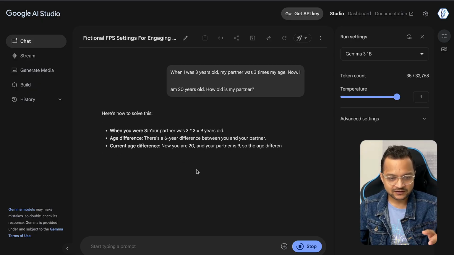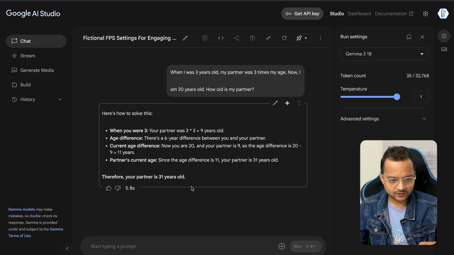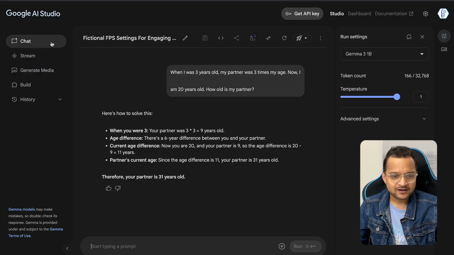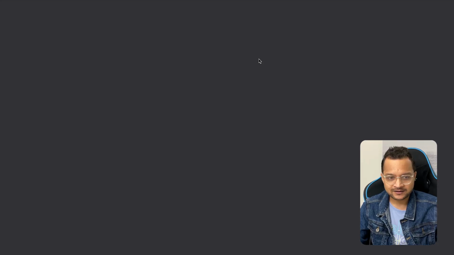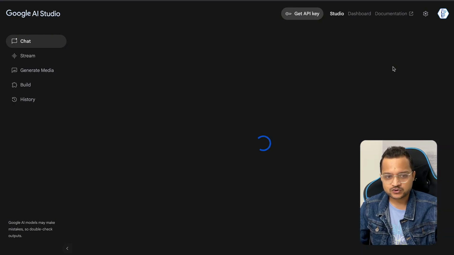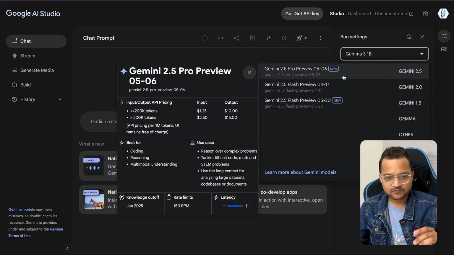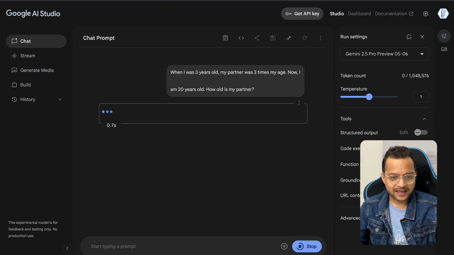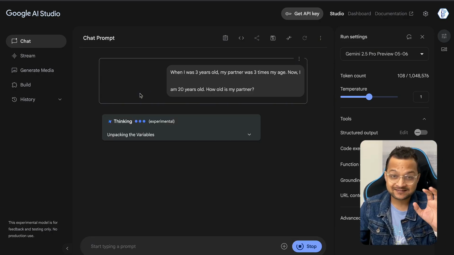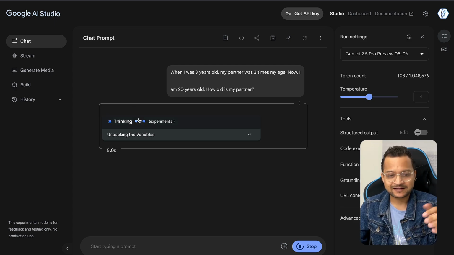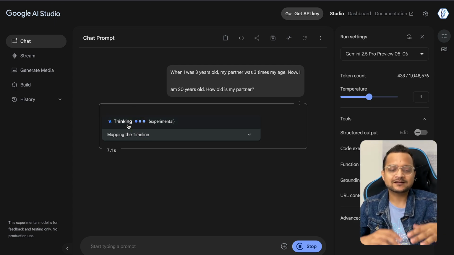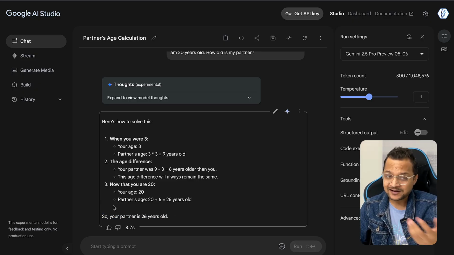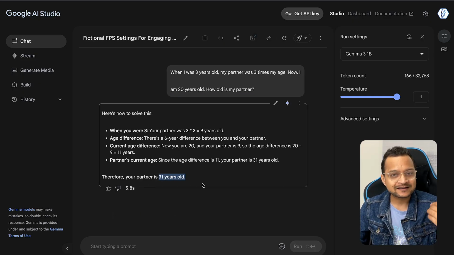So the answer is lying here as, okay, 31 years old. I don't know if the answer is right or wrong. So I'm going to start another chat where I'm going to use the newer model, which is 2.5 Pro, and this time it should give the exact answer. And see, this is by default doing the thinking process or chain of thought, and finally the answer is 26. So clearly we can see the 31 answer is incorrect.